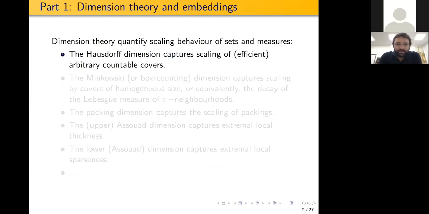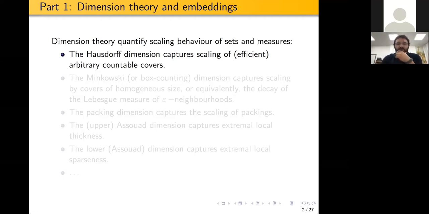Just to recap, and maybe also later set a bit of notation, just as the kind of basics. Dimension theory is the study of sets and measures with various so-called dimensions. These are usually defined to capture some sort of behavior, mostly geometric behavior, of the set or measure that you're looking at. For example, the Hausdorff dimension captures the scaling of an efficient covering of a set.